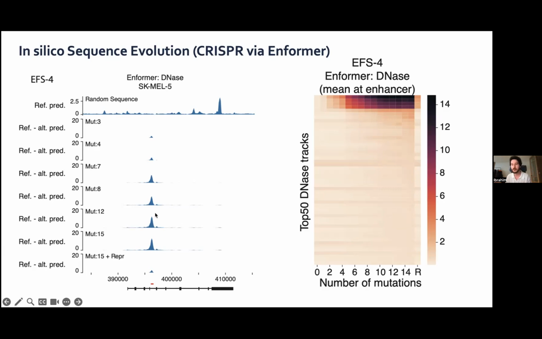Now we check with another model, completely independent, with different inputs and outputs. And it shows that the enhancers we generated are specific to melanoma and melanocytes.